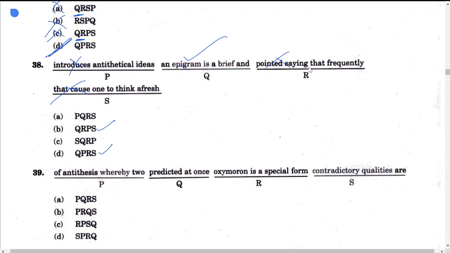Brief and pointed saying that frequently introduces antithetical ideas that cause one to think afresh. Ideas would cause one to think afresh. So we can start with Q, is a brief and pointed saying. Brief is an adjective, pointed is an adjective. That is QR combination. QR combination is only B here.